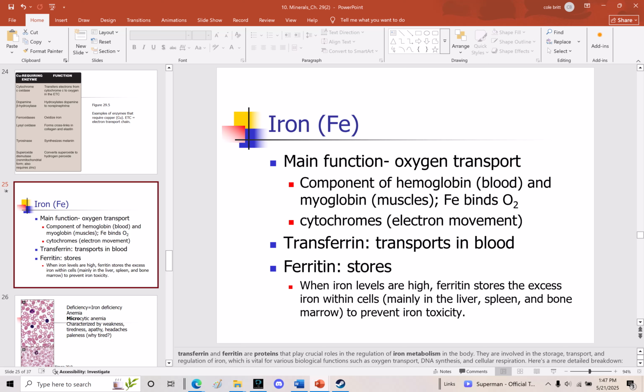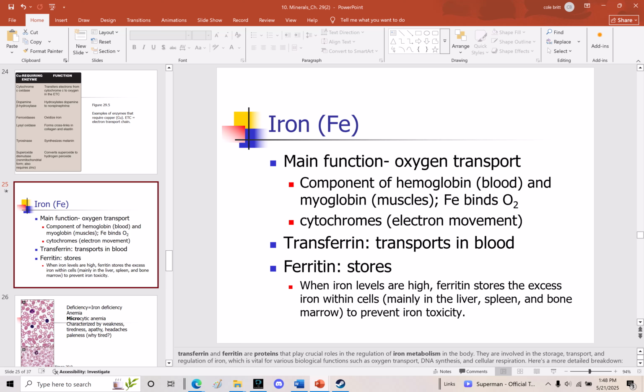And these two guys, transferrin versus ferritin. Transferrin transports iron. Ferritin stores iron. And this iron is stored mainly in the liver, other places as well, but mainly the liver. So transferrin transports iron, ferritin stores iron in the liver and a couple other places.